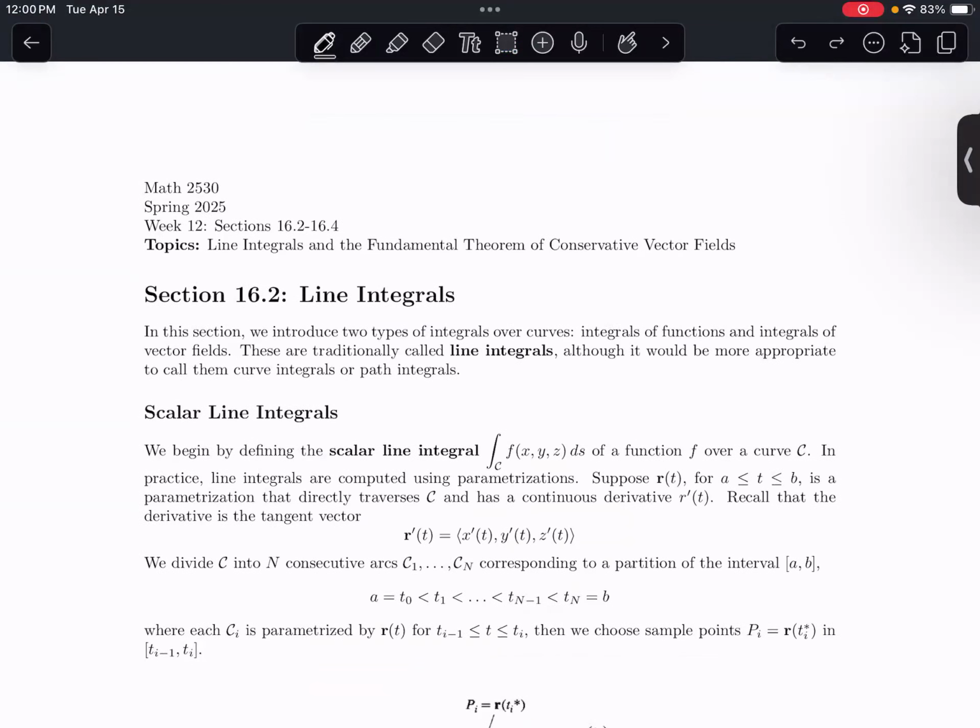Okay, so we're gonna continue going through chapter 16. Does anyone need the notes that I handed out yesterday?